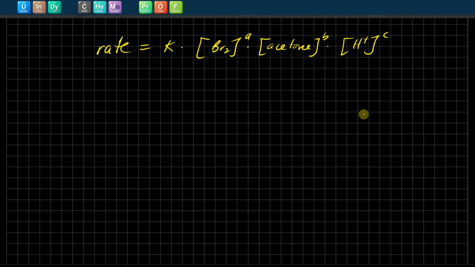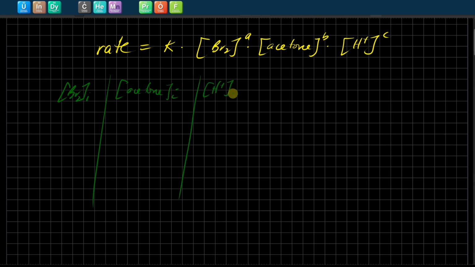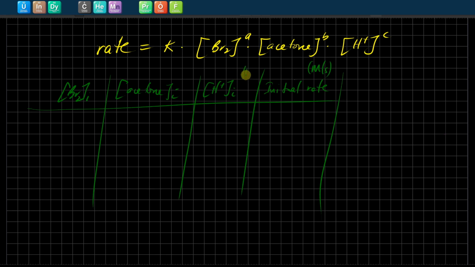Well, to do this we need to come up with a table of data to solve for A, B, and C and K like we did in class. So we need a table where we have initial concentration of Br2, let's call it Br2 I for initial, acetone initial concentration, and H acid initial concentration, and then initial rate. These initial concentrations will be given in molarity, so that initial rate will be given in molars per second. So these are all molarity.